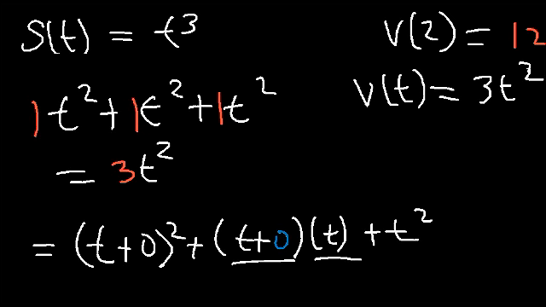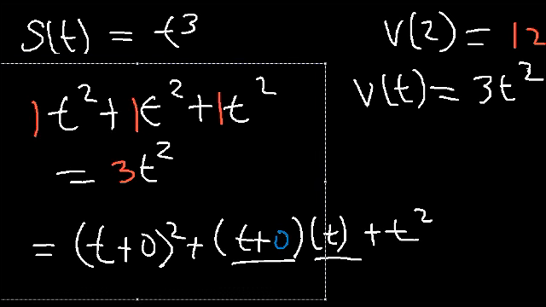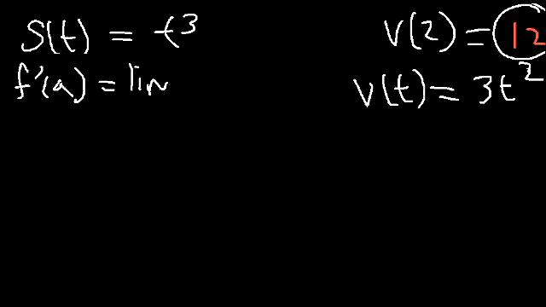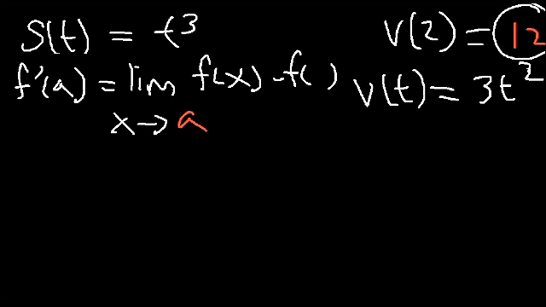So that's how you can use limits to find the derivative of a function. In this case, the velocity function from the position function. But now, how can you find the velocity at a point? How can you use limits to get this number? To get that number, you want to use the alternative form of the derivative, which is this equation. F prime of a is equal to the limit as x approaches a for the function f of x minus f of a over x minus a.